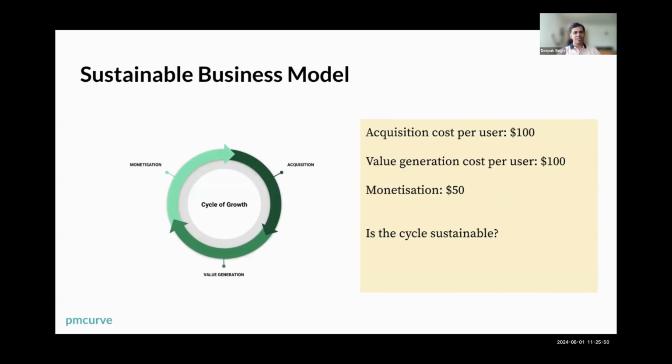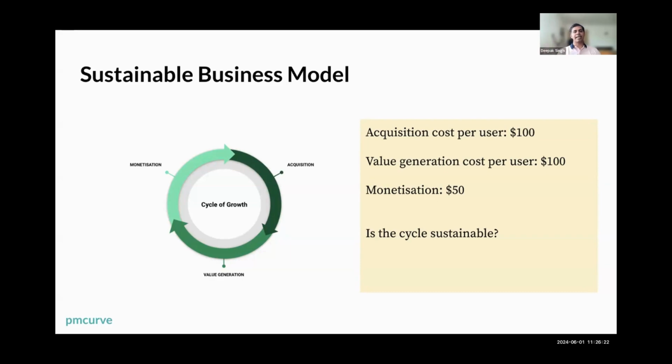Suppose your acquisition cost is $100. Your value generation cost also is there. And I'm just talking about, let's say, variable costs, like you need 5 people to support and 10 people to go and talk to consumers, 10 teachers to teach the class and all that. Let's say that sort of cost, where if you add a user, you have to shell out additional money. So let's say value generation cost per user is $100 and monetization is $50.